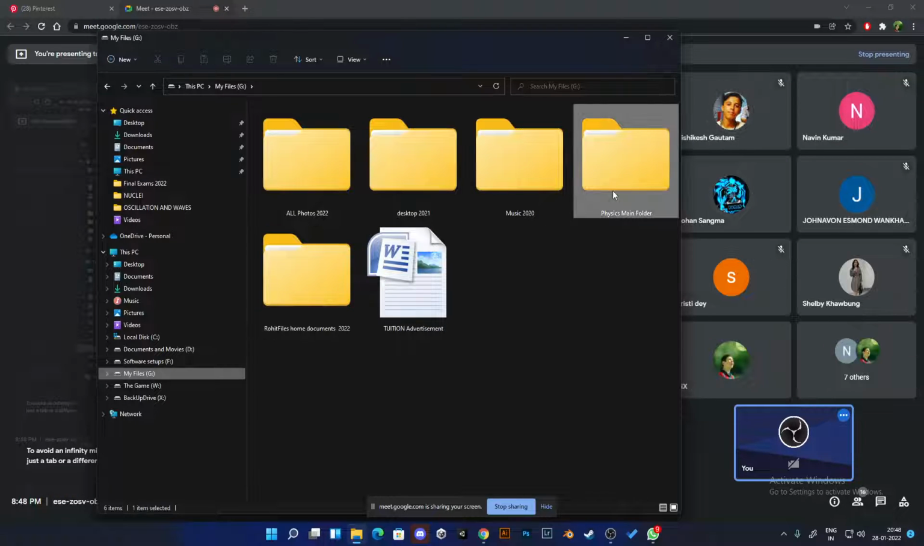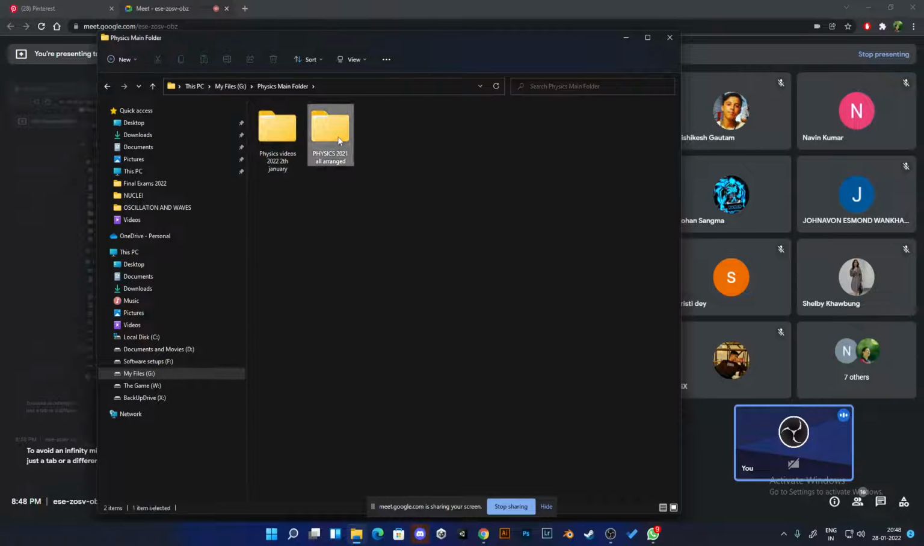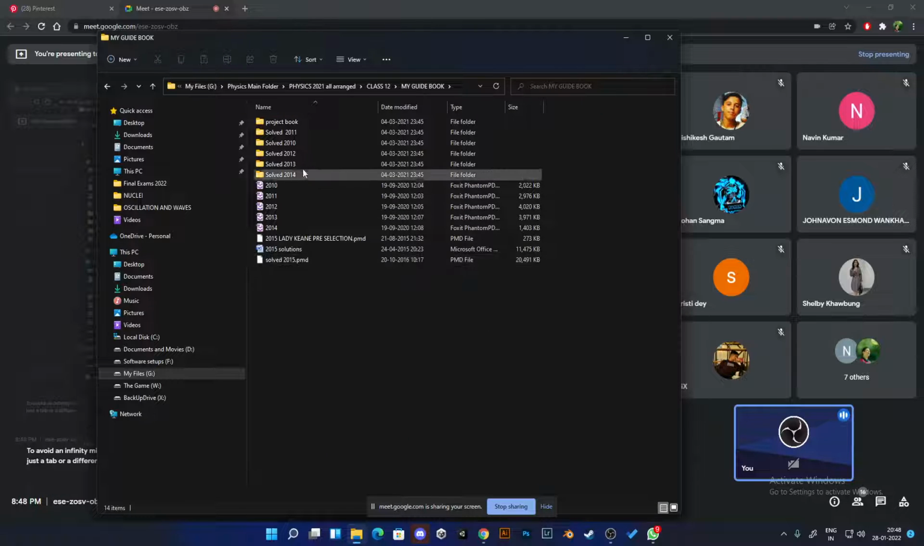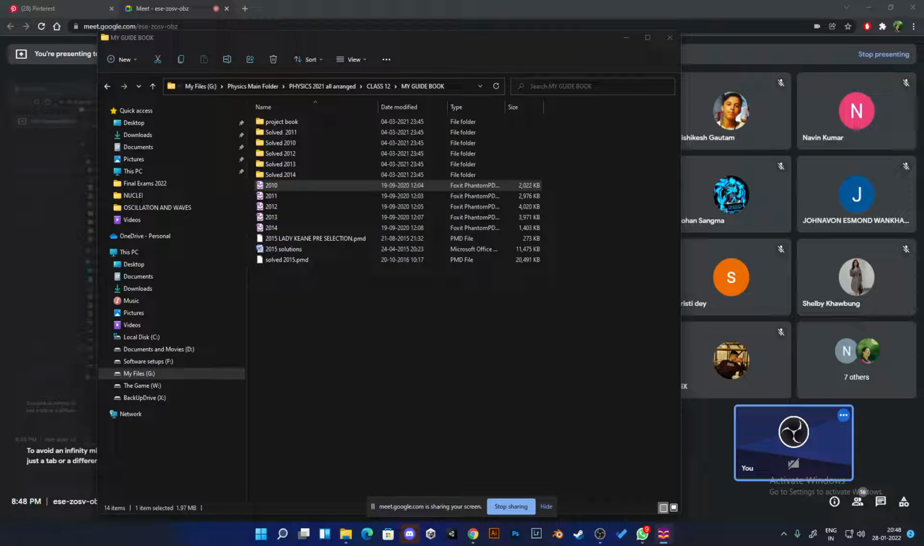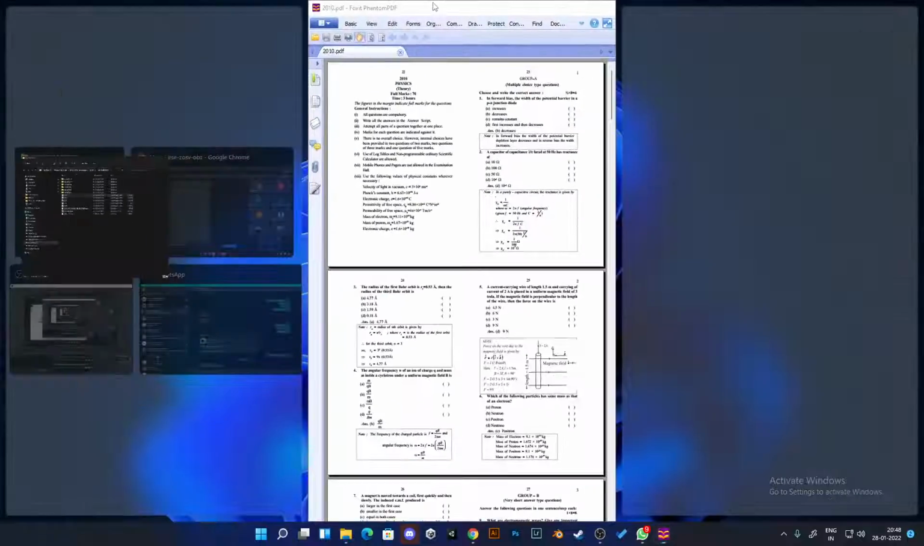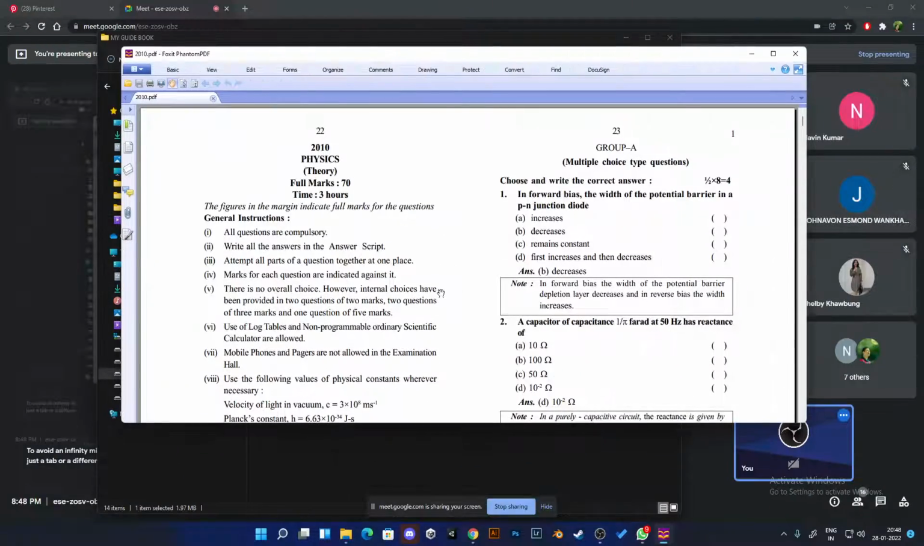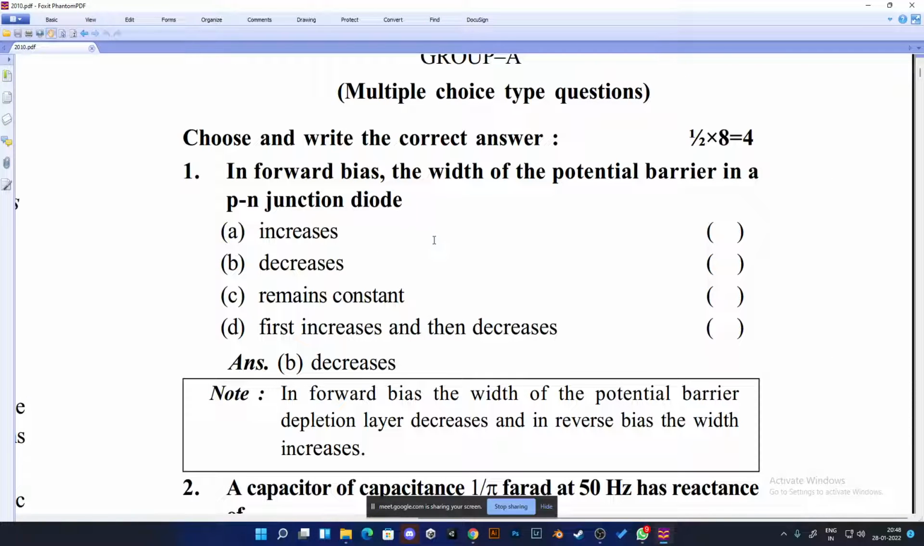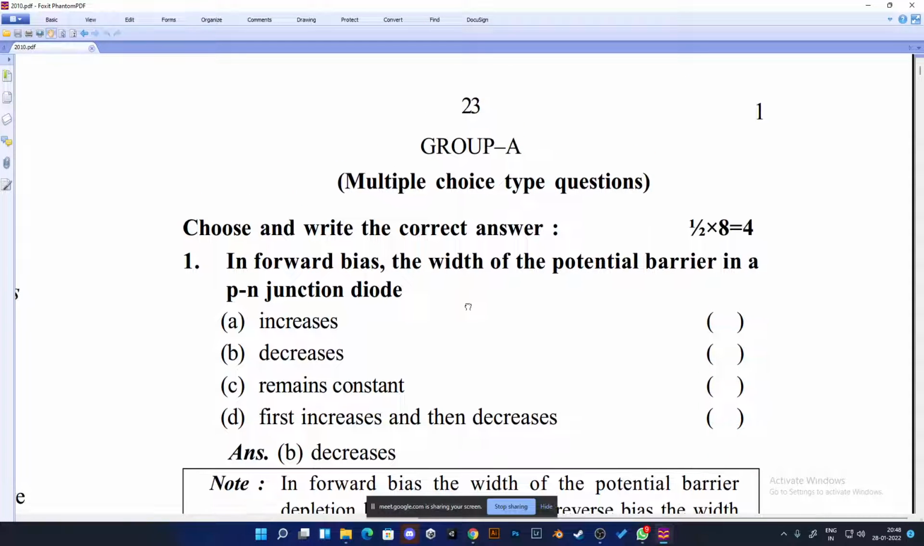Yes, sir. Okay, where did the physics main folder go? Class 12. Okay. I am going to discuss questions from your semiconductors, one by one. Let's start from 2010. Okay, look at your first question. Let me zoom in. Can you see this, guys? All of you.